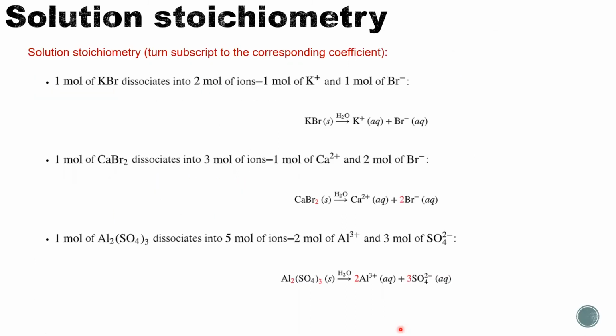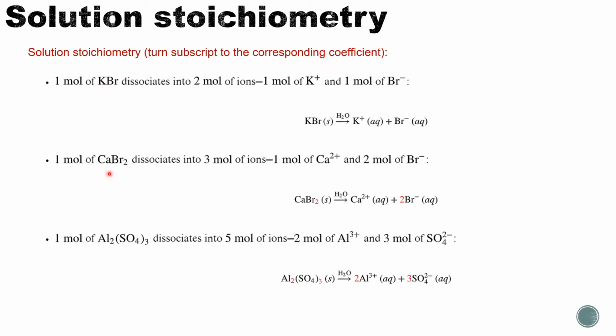Finally, let's talk about solution stoichiometry. Like the stoichiometry we talked about before regarding a chemical equation or chemical compound, in solution stoichiometry you can turn the subscript in a compound into the corresponding coefficient of the ion. For example, here potassium bromide: each of the potassium and bromide has a subscript of 1, which we usually don't write in the compound formula. So when it dissociates in the water, it gives us 1 potassium ion and 1 bromide anion.